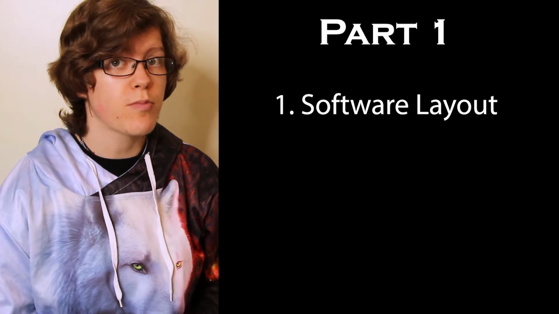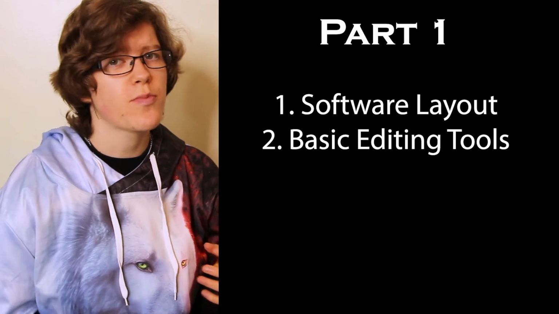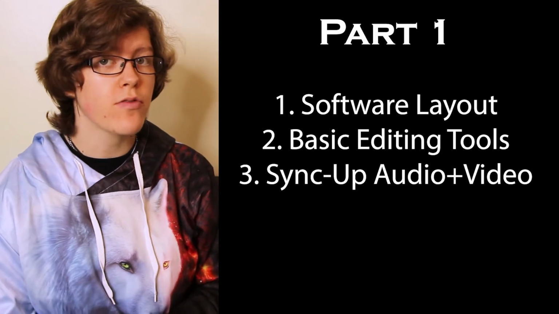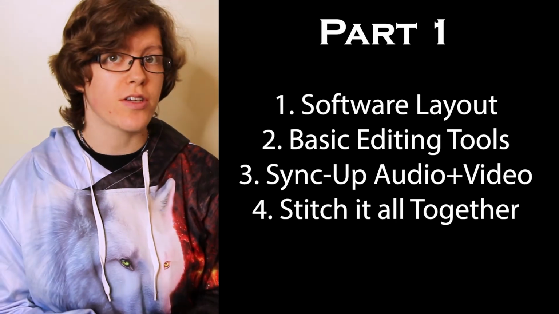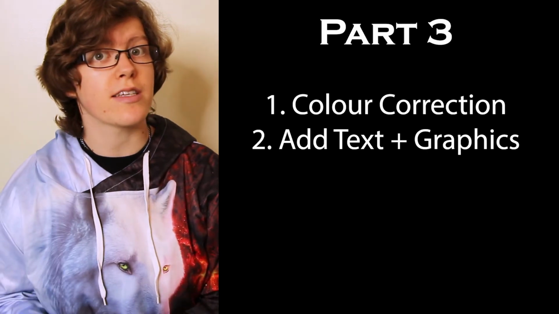In the previous video I discussed the basic layout of Adobe Premiere Pro and basic editing tools that we'd need. I also talked about how to sync up audio and video files, and then how to stitch all your different video clips together. If you missed it, I'll leave a link here. And then in the final video of this series I'll be talking about colour correction, adding graphics, and finally how to export your video.